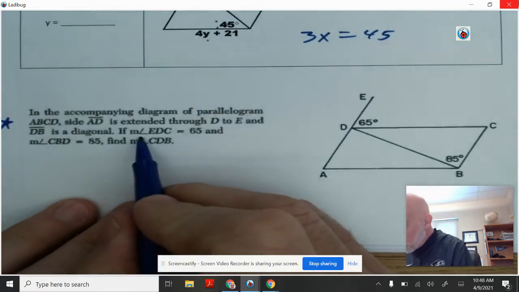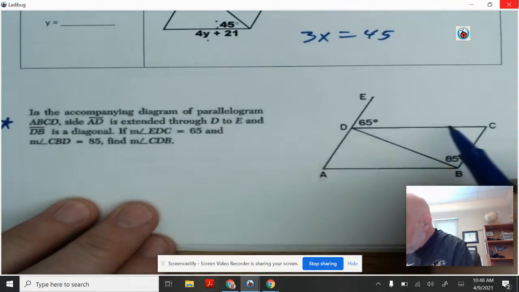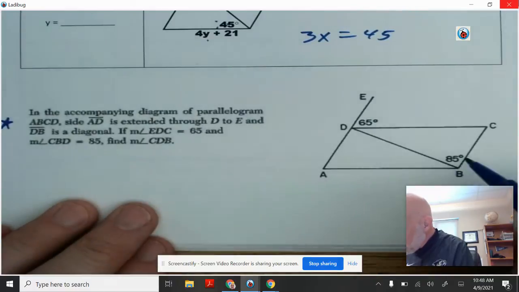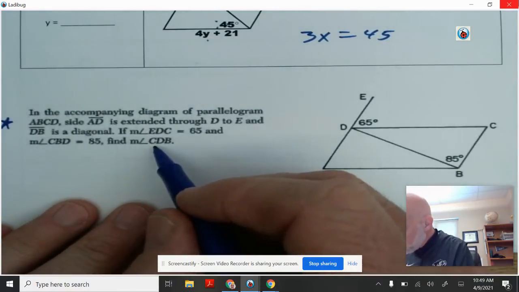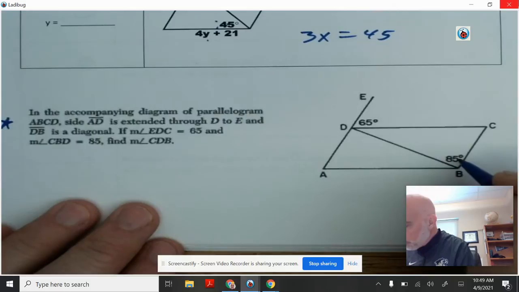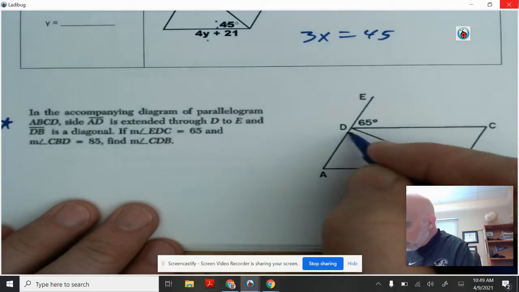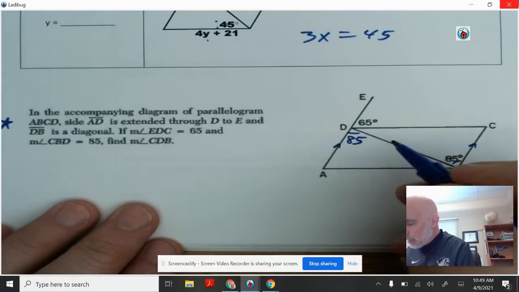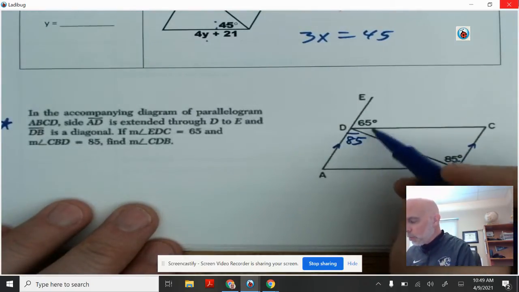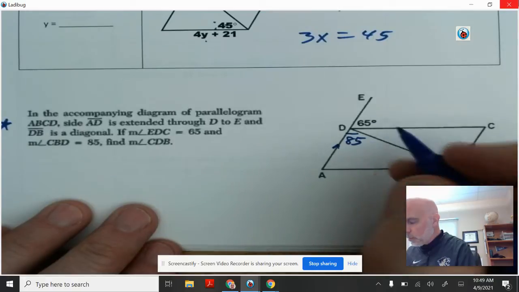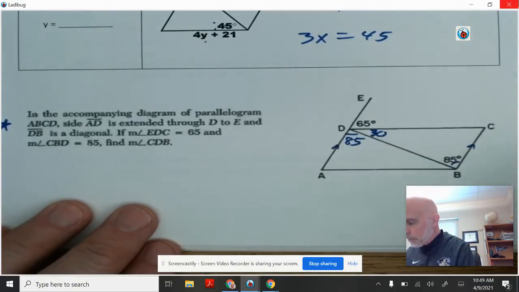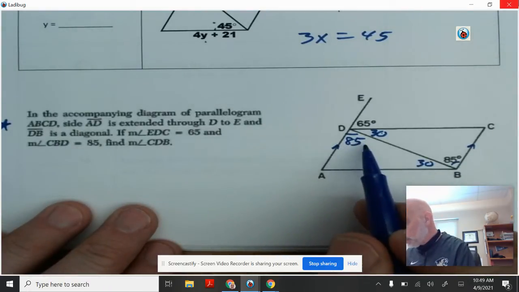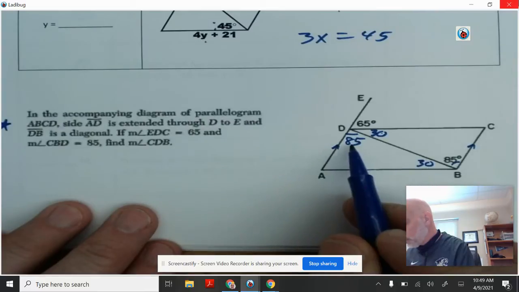It says the measure of angle EDC is 65, so we have that labeled, and CBD is 85. Find the measure of angle CDB. Well, I do know this. If I take 85 and go alternate interior, because these two are parallel, this would be 85. Then if I do a linear triple, back to some old stuff right here, that's 150. So that tells me this is 30, which means alternate interior right here, that this is 30. I can figure everything out. So adding these two together, that would be 115.